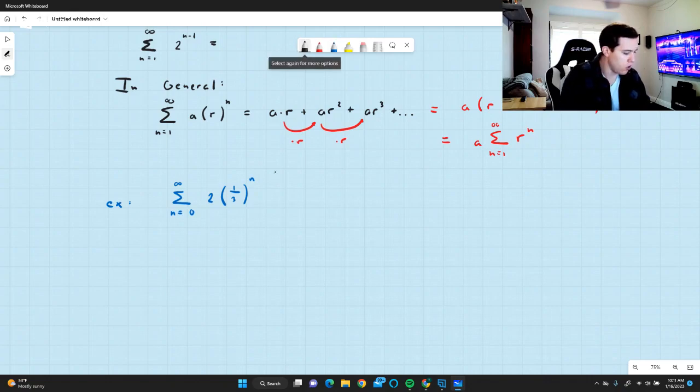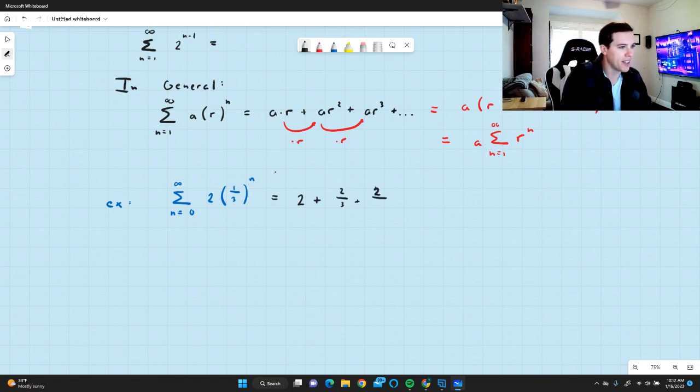So one thing you can do, you could begin writing out the terms of the series. So if you plug in 0, you get 2 times 1/3 to the 0, which is 1. So you get 2 plus. If you plug in 1, you get 2/3. If you plug in 2, you get times a third, 2/9. If you plug in 3, you get 2/27. And on and on and on.